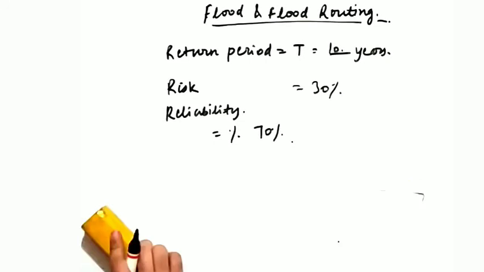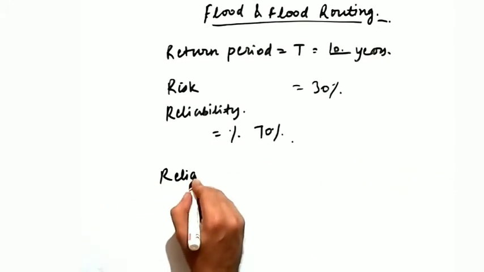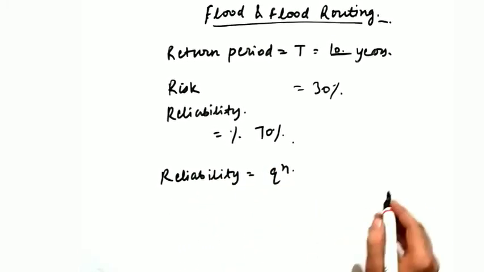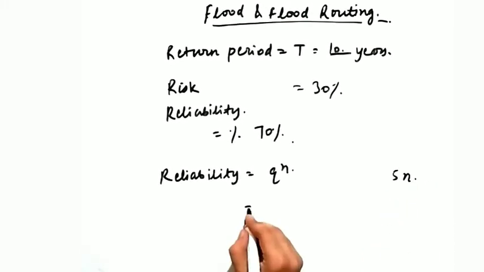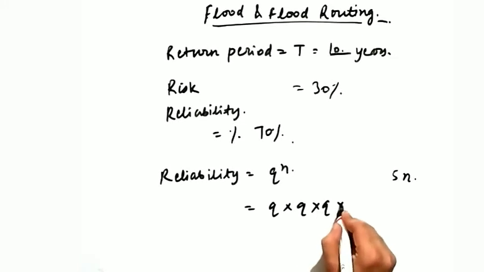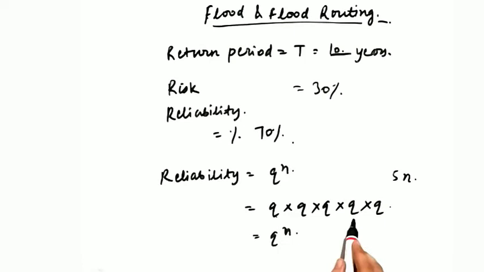So there is a formula related to risk and reliability. Let us first understand the reliability. Reliability is Q to the power n. Suppose I ask you the probability for 5 years. Then in the first year the flood should not come, that means Q. In the second year also the flood should not come, in the third, fourth, and fifth year also. So this is Q to the power n. Since in all these years the flood should not come, reliability is calculated by Q to the power n.